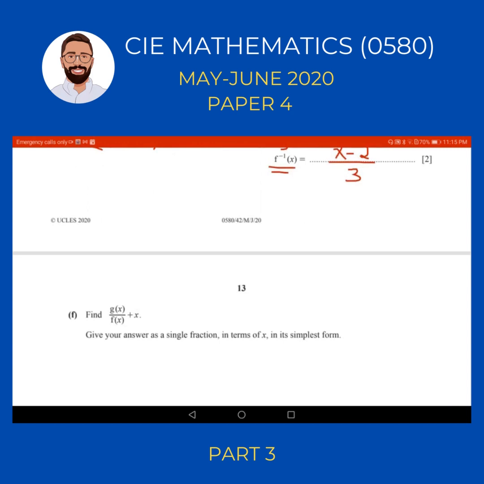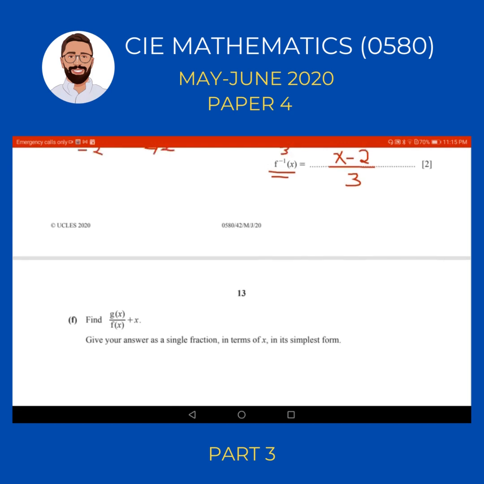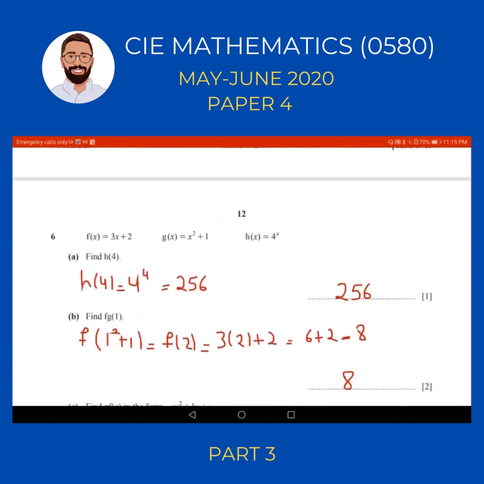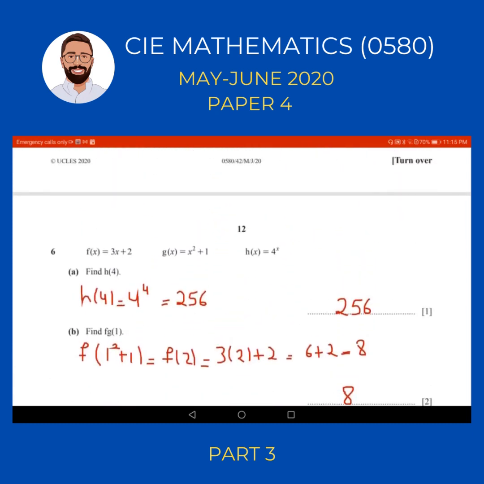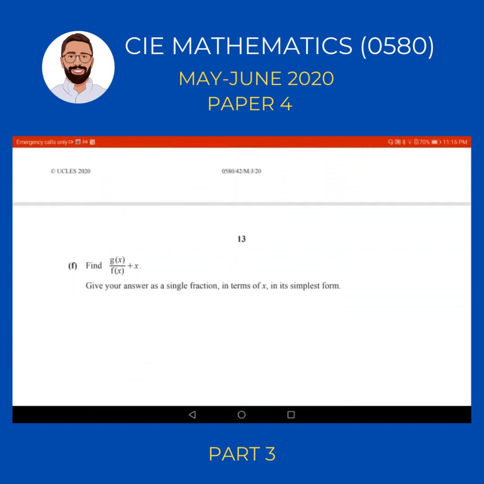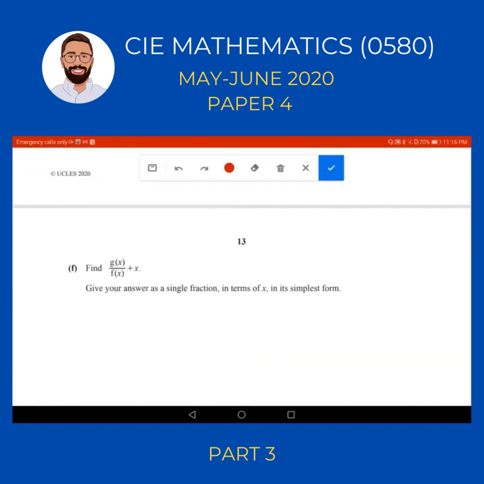Great. Now in part F, it says find g of x over f of x, plus x. Give your answer as a single fraction in terms of x in its simplest form. Now let's write the functions g of x and f of x. So g of x is x squared plus 1, and f of x is 3x plus 2. So g of x over f of x is (x squared plus 1) over (3x plus 2), plus x.